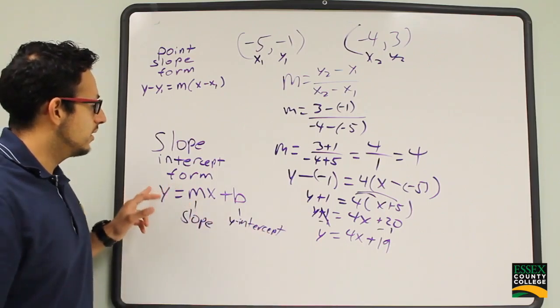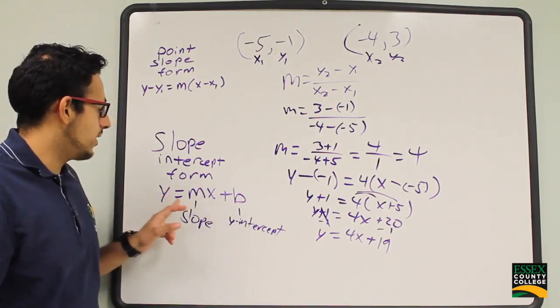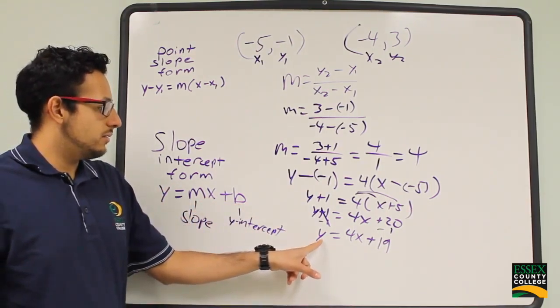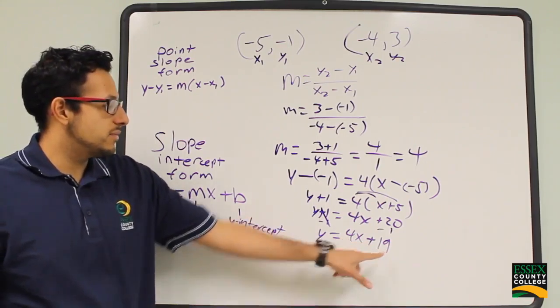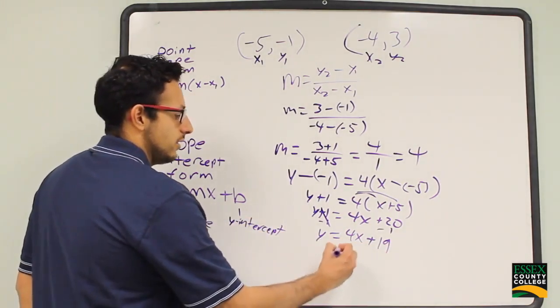And this is exactly the slope-intercept form, which is y equals mx plus b. So we have y equals mx plus b. And the answer is D.